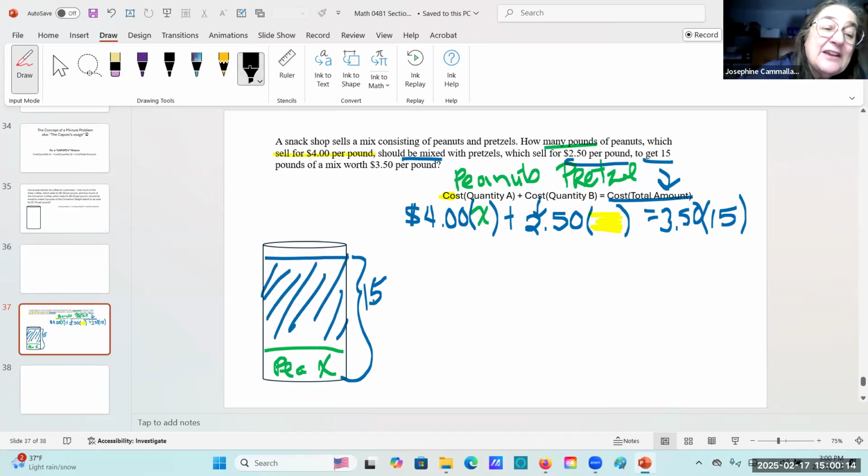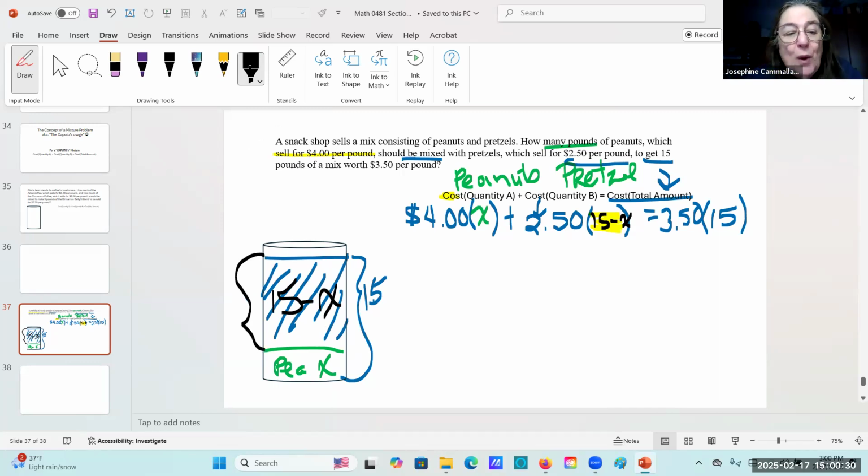Well, what is this going to be? It is going to be 15 minus X. Because I want to account for this part. Well, I don't know how many pounds of peanuts I'm going to use. So therefore, it's 15 minus X. Now, as we did in the last problem, this is one problem because it deals with money. We do not want to get rid of the decimals.